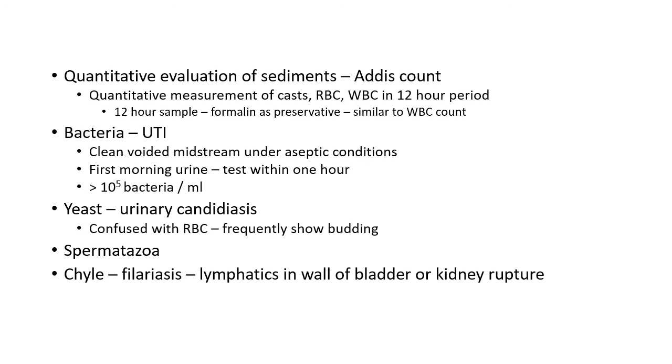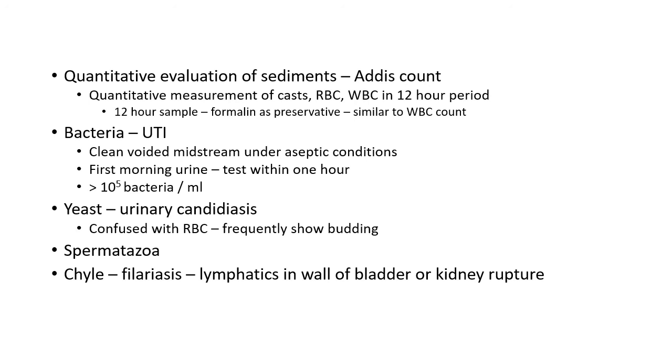But remember, they differ from red blood cells by being round, colorless, variable in size, and frequently show budding. Spermatozoa are frequently seen in urine following nocturnal emissions or sexual intercourse. They have oval bodies and long, delicate tails. They may or may not be motile.